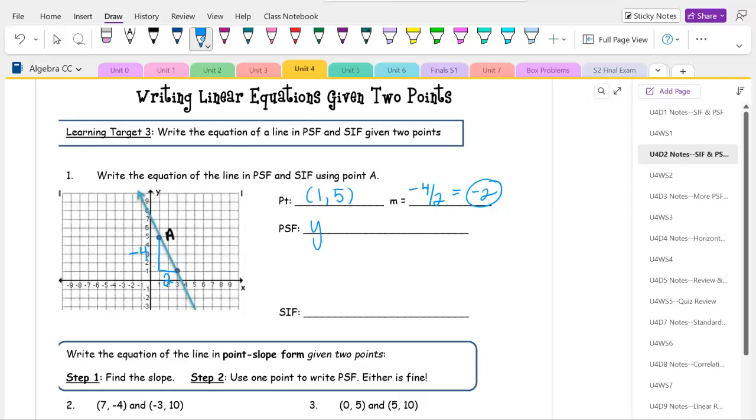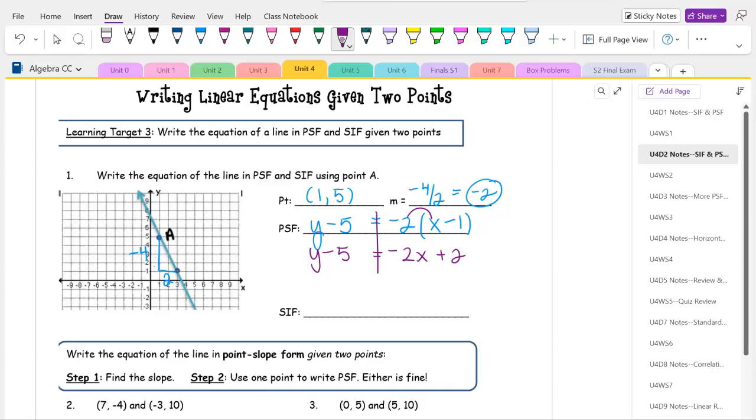We're going to start with y, and then the opposite of our y coordinate, so -5, equals our slope, and then parentheses, x, and the opposite of our x coordinate, -1. Now, from here, we are just going to go ahead and solve for y, and that puts our equation into slope-intercept form. Start off by distributing.